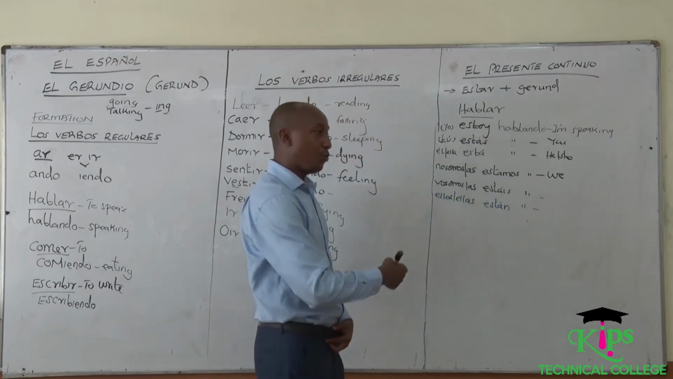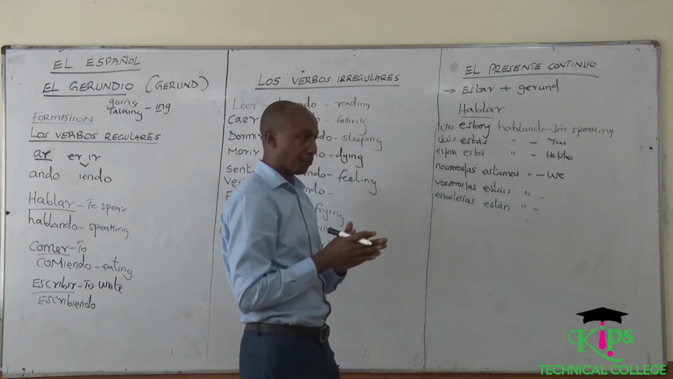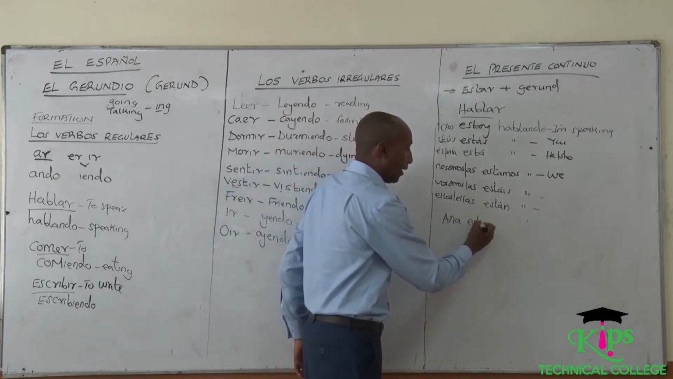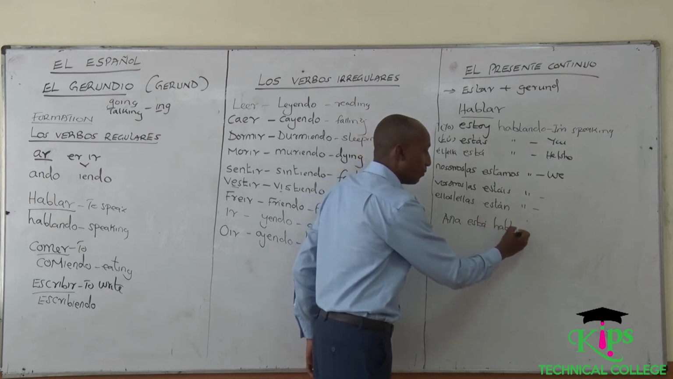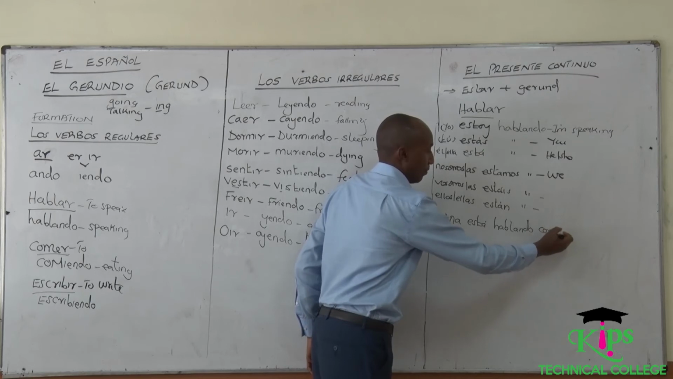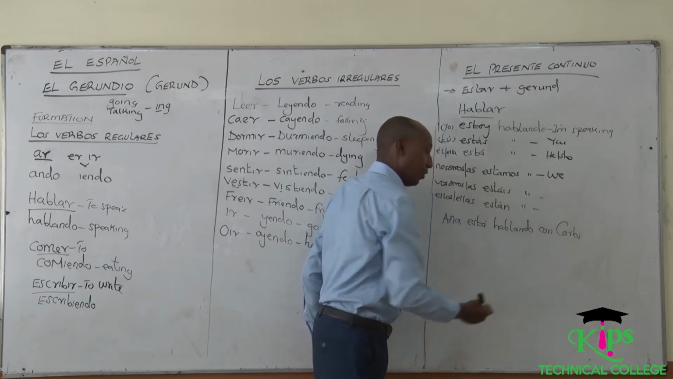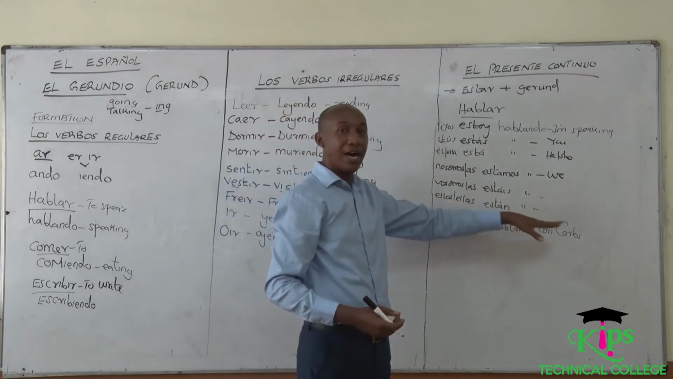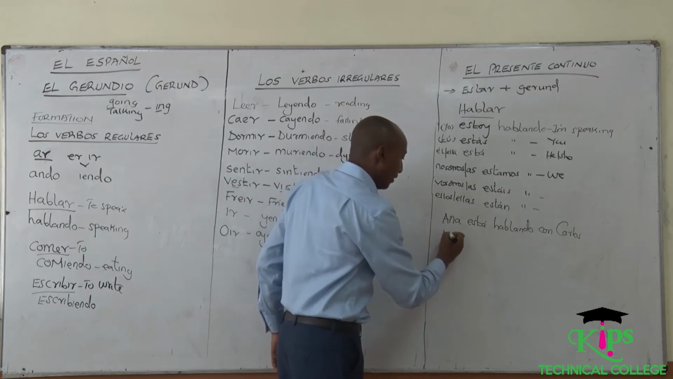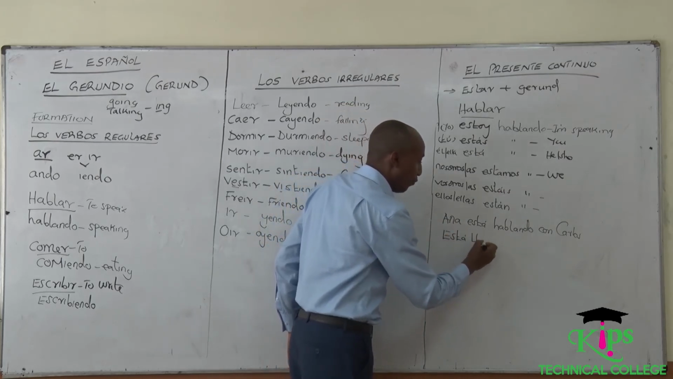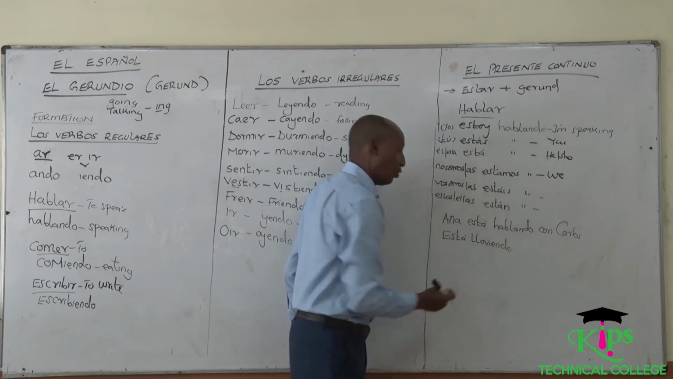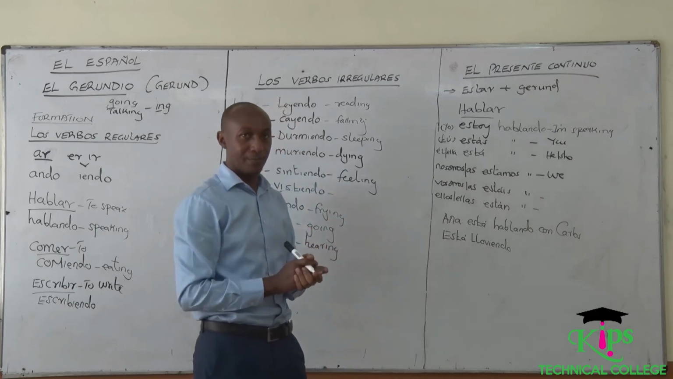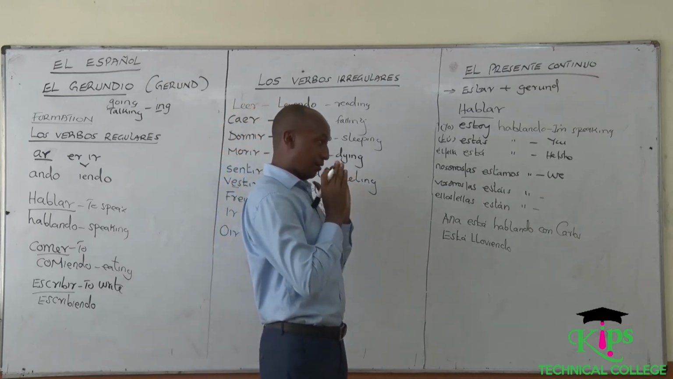For example, let's say Ana, for instance. So you can say Ana está hablando con Carlos. So Ana is talking to Carlos. Ana is speaking with Carlos. So you can say está lloviendo to tell someone it's raining, like I look outside and say, está lloviendo, it is raining. So make sure that these actions are taking place as we talk.